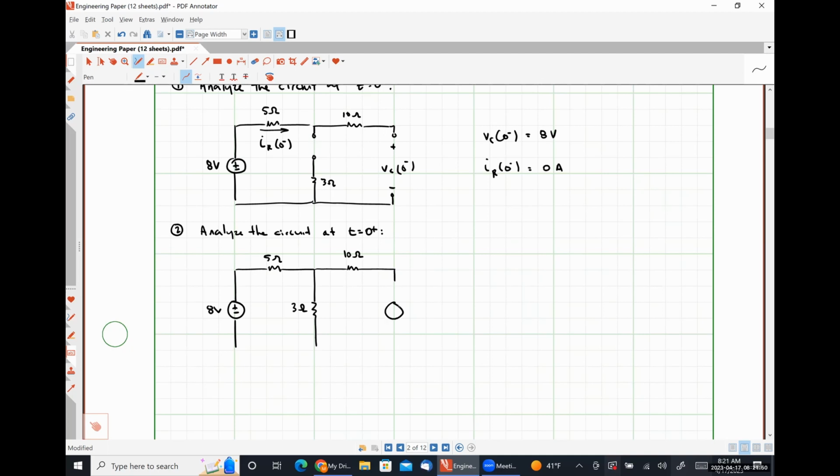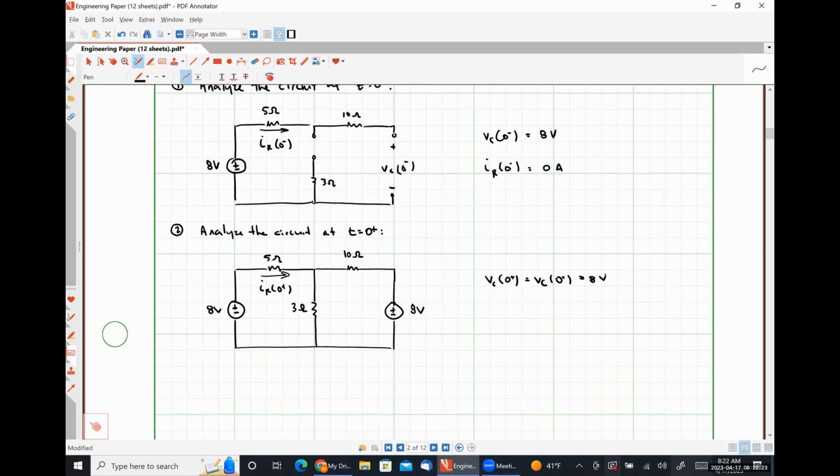And much like we did on Friday, we are going to replace our capacitor with a voltage source having the same magnitude and polarity as VC at 0 minus. So this will be an 8-volt source. Here is IR at 0 plus. Because the capacitor voltage at 0 minus has to equal the capacitor voltage at 0 plus, we know this to be 8 volts without doing any analysis whatsoever, because it literally cannot change.